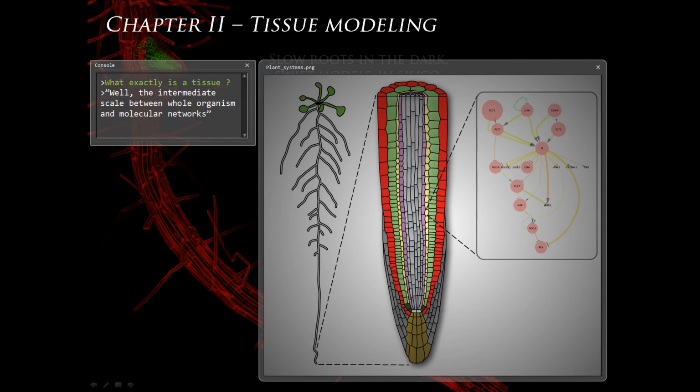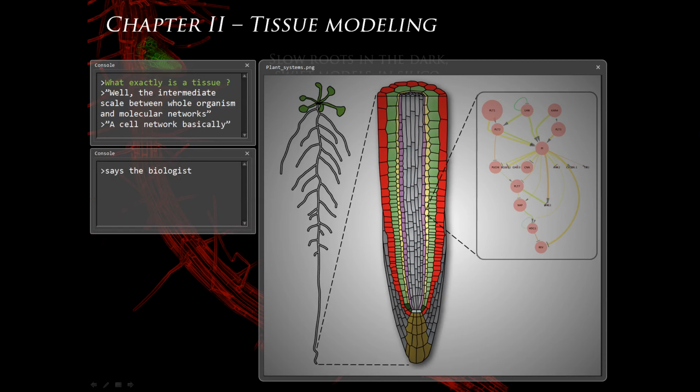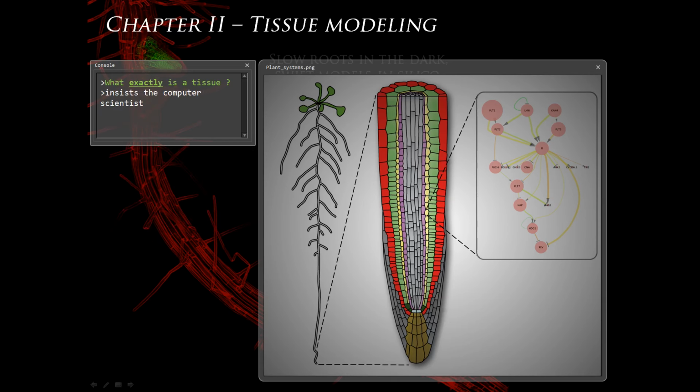Well, it's the intermediate scale between the whole organism and the molecular network, and basically a cellular network. That's the basic answer for a biologist, and it's a very correct definition. But having heard this kind of answer before, I can imagine the computer scientist would go, no, you've misunderstood. What I actually mean is, what exactly is a tissue? Kind of interesting, isn't it?